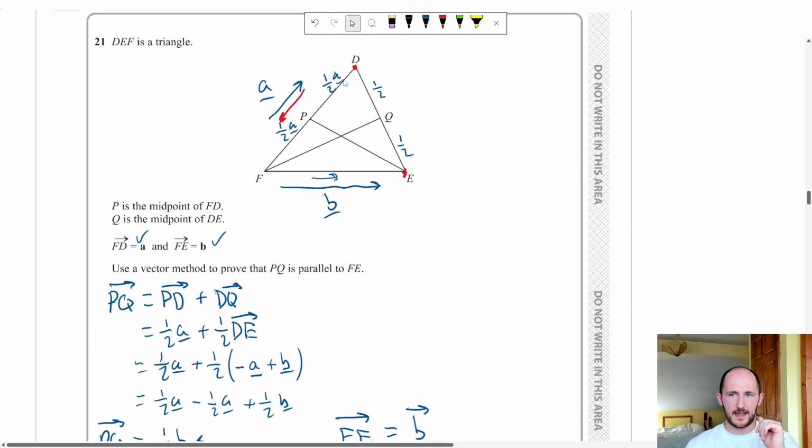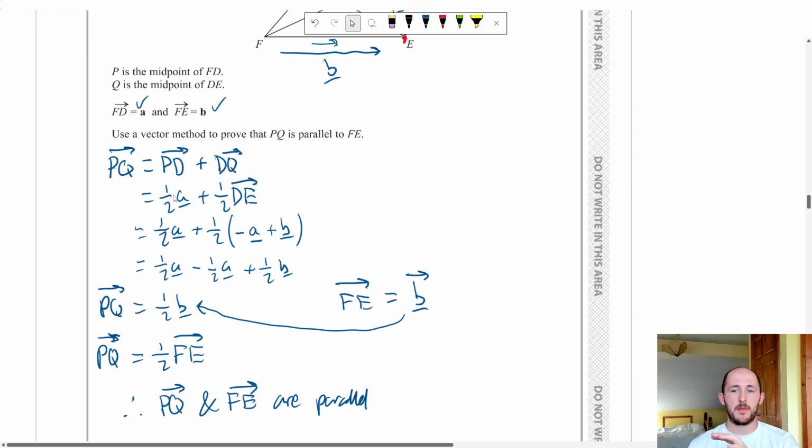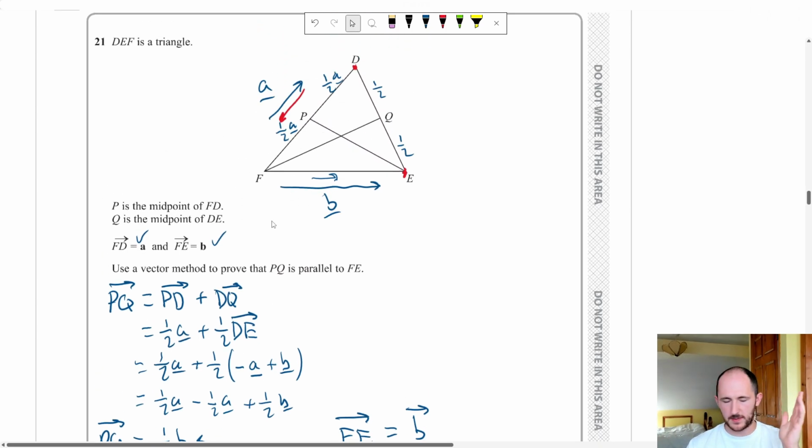But hopefully that helps you with dealing with the vector questions, especially when they say show that they're parallel. Remember that there are other versions of this, so they might say, given that they're parallel, find one of the vectors or find K or something along those lines.